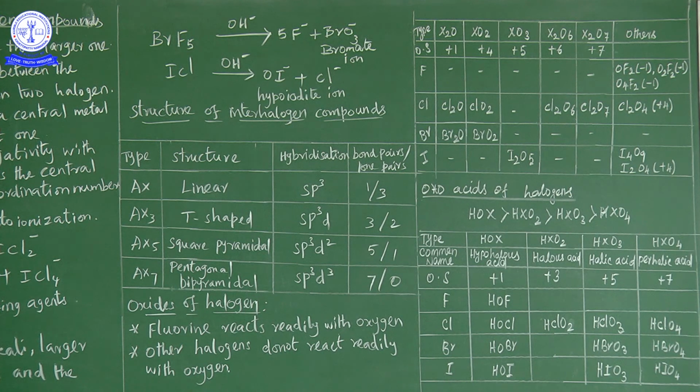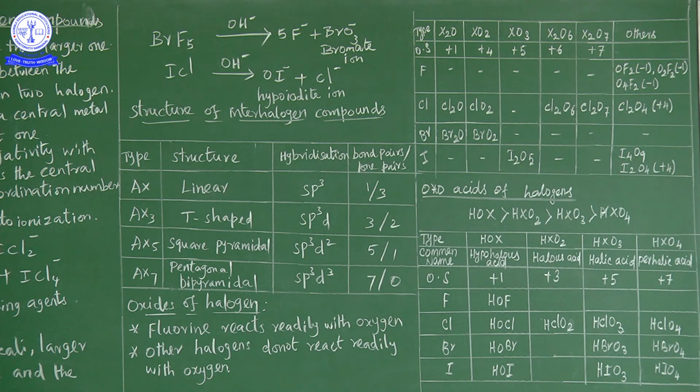The next one is oxo acids of halogens. Chlorine forms 4 types of oxo acids. Those are hypochlorous acid, chlorous acid, chloric acid and perchloric acid.